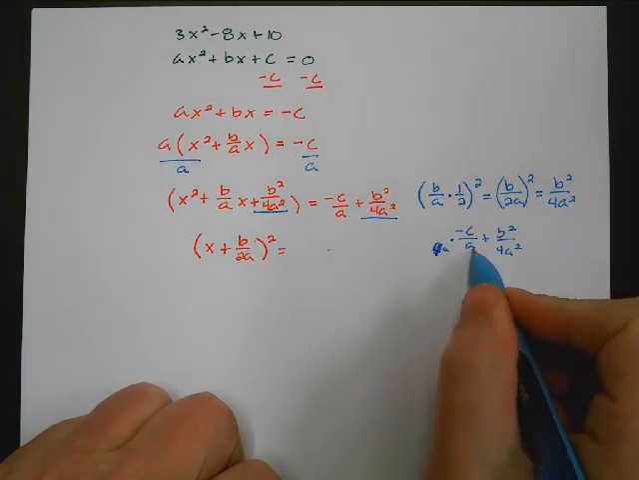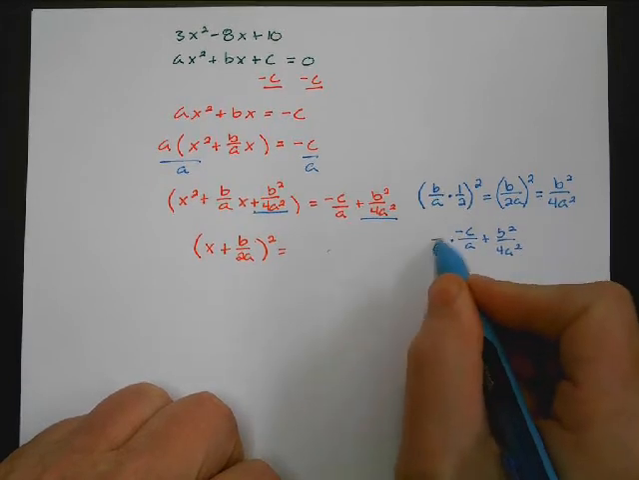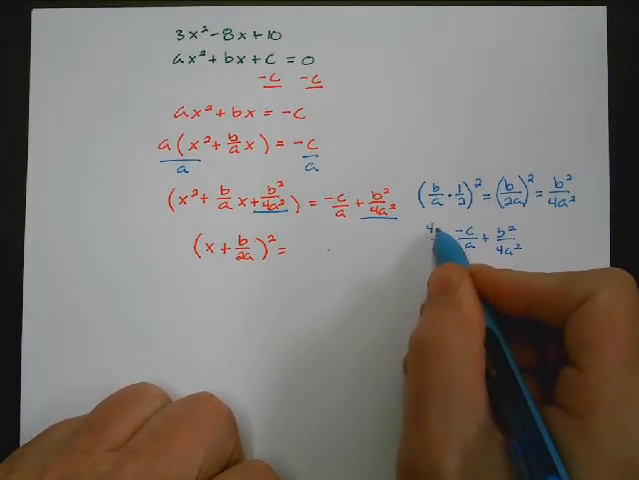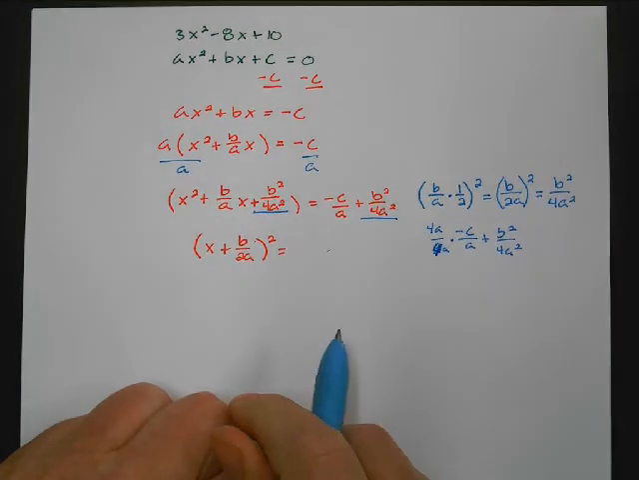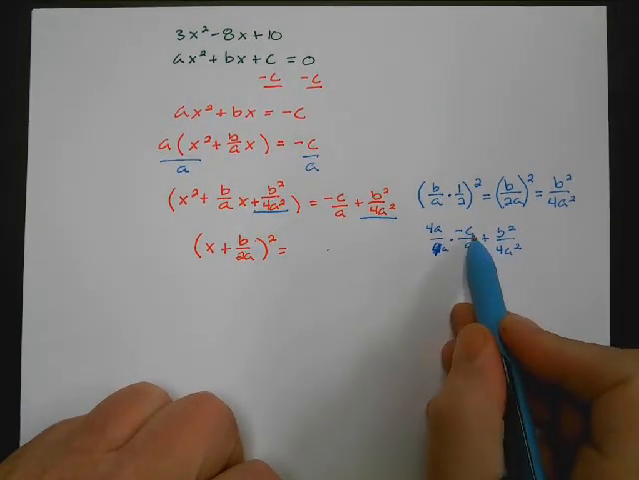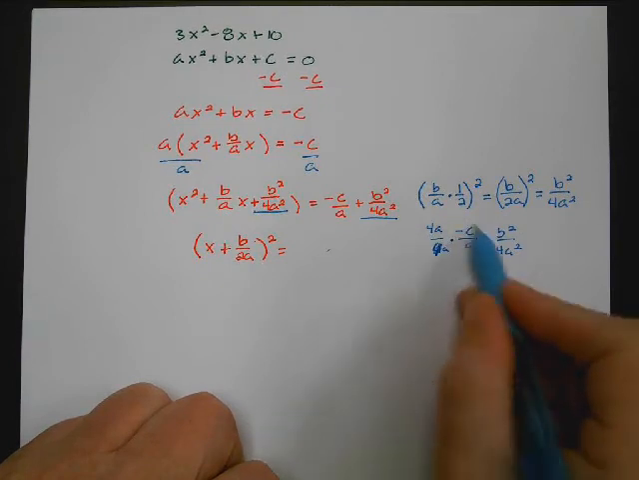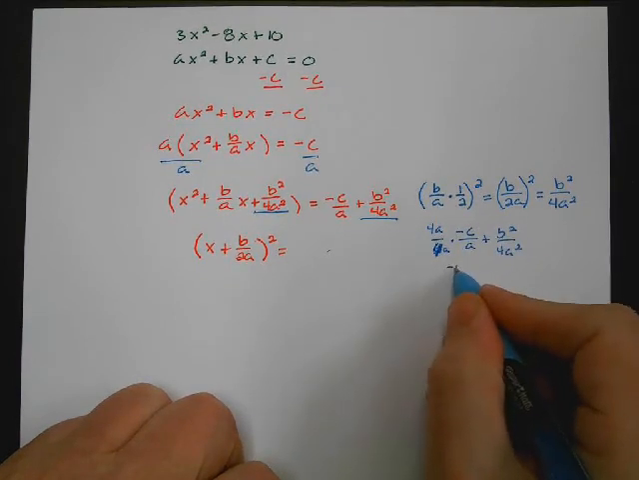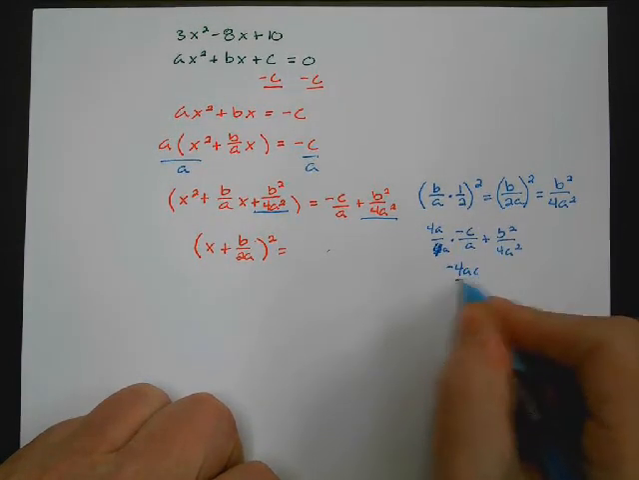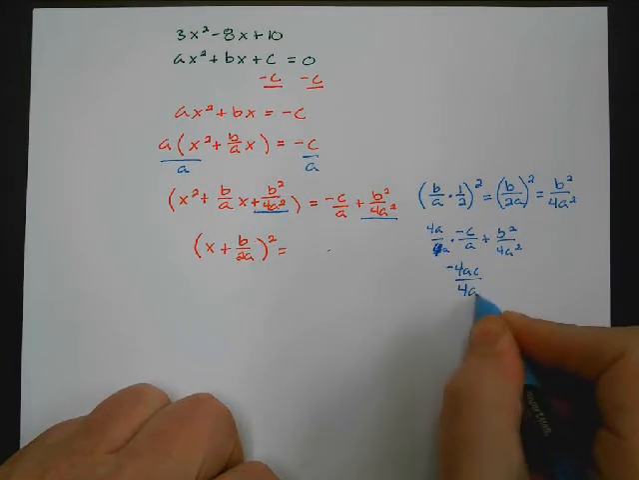So 4a times a is 4a squared. That means I need to multiply the top by 4a. So if I multiply the top by 4a and the bottom by 4a, this side right here gives me negative 4ac over 4a squared.